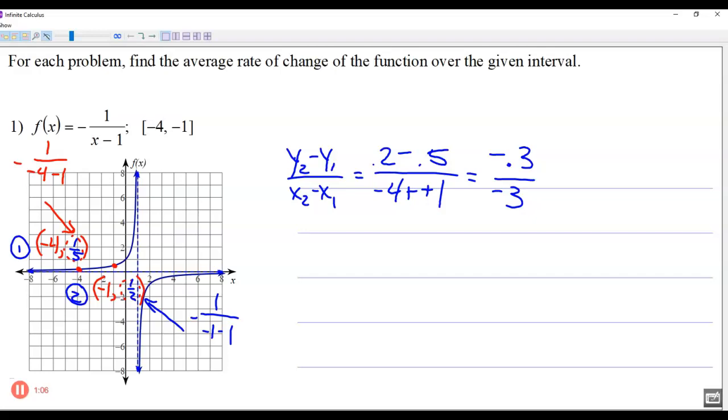So your answer sheet will probably say 1/10. The negatives will cancel and they would like you to reduce it. Because this is really like 3 over 30. I'll multiply both of those by 10, and then if I reduce that, it's 1/10.